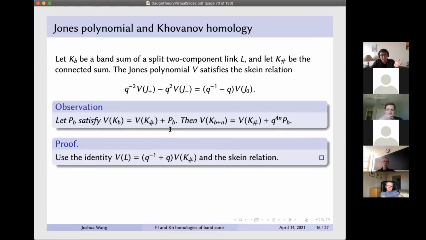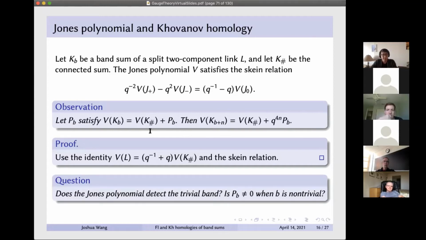But you'll notice that asking whether or not PB is 0 is the same thing as asking whether or not KB and K sharp have the same Jones polynomial. So really the question that we're asking now is, does the Jones polynomial detect the trivial band? Is PB non-zero whenever the band is non-trivial?